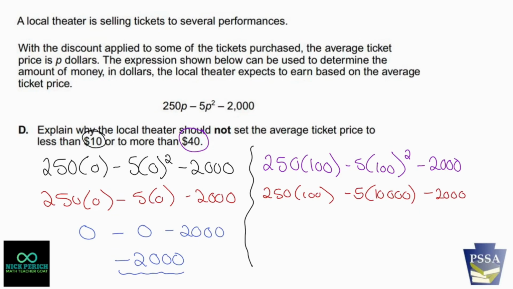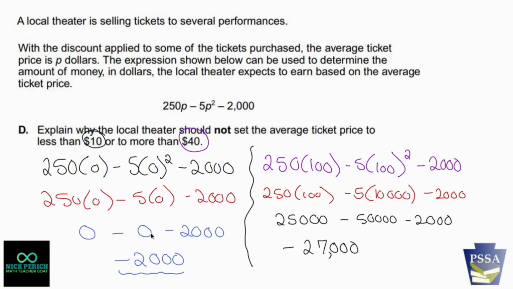Now there are two multiplication problems that we're going to do, multiply and divide left to right. 250 times 100 is 25,000. This is going to be minus 50,000 minus 2,000. Now, this is a calculator section, so I'm going to pretend that I have a calculator: 25,000 minus 50,000 minus 2,000 is going to be negative 27,000.